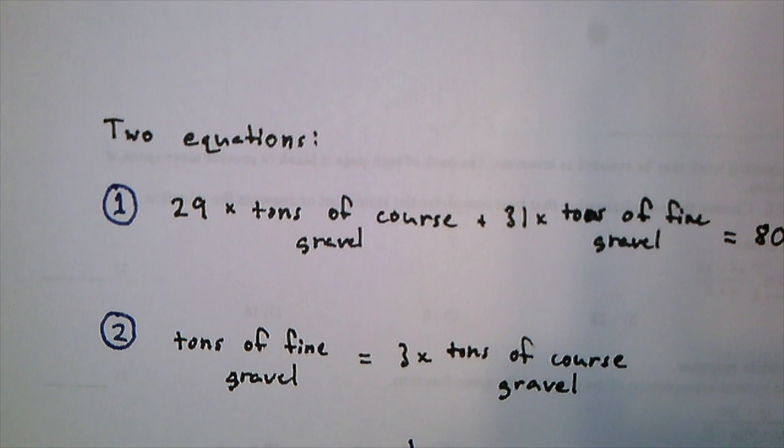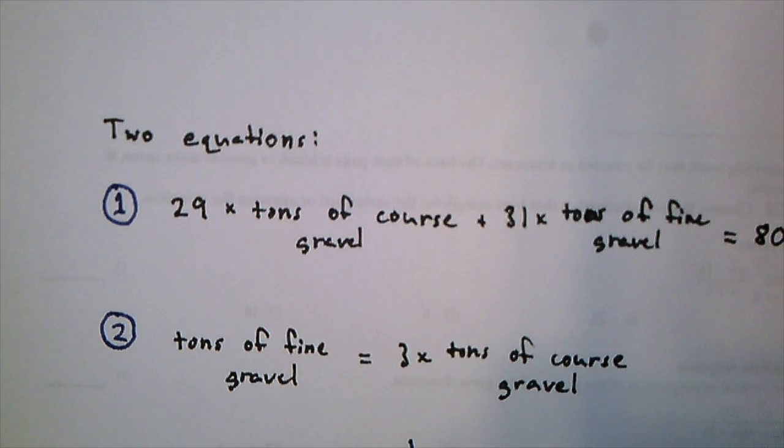The second equation comes from the requirement to make our driveway smooth. We know that the number of tons of fine gravel should be equal to 3 times the amount of coarse gravel that we use.